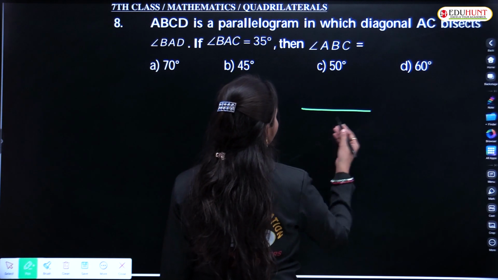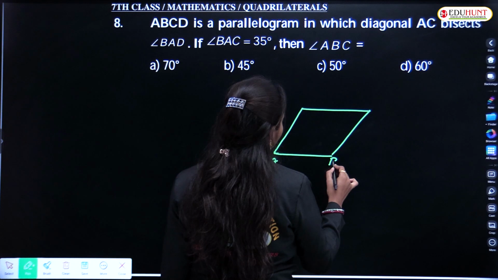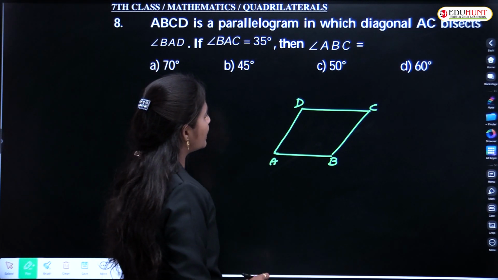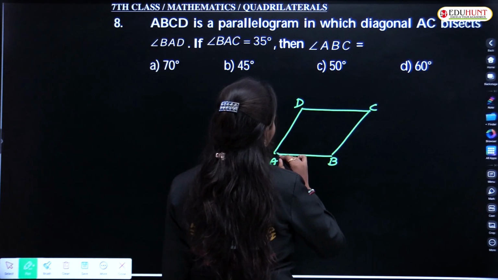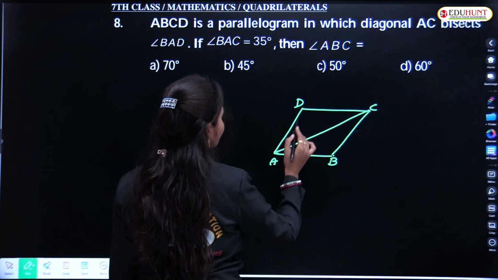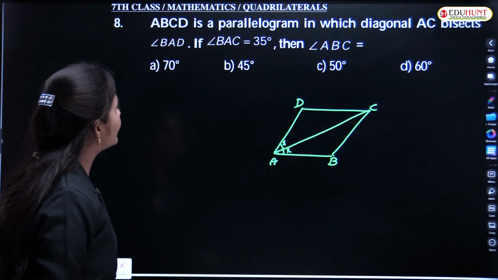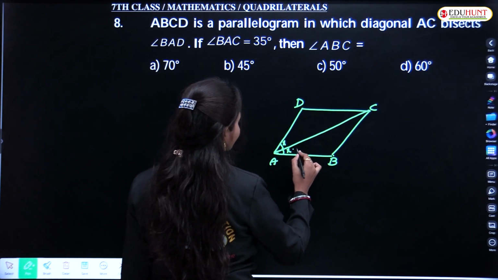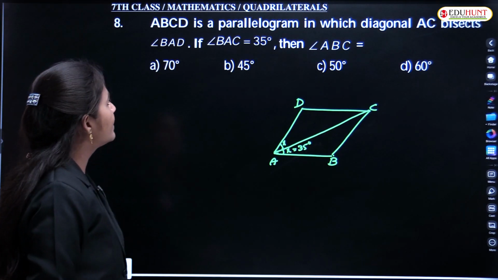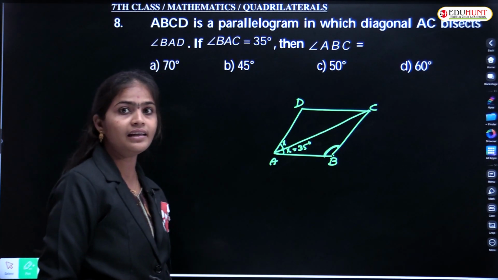See the next one. ABCD is a parallelogram, so draw that parallelogram. In it, diagonal AC bisects angle BAD. So angle BAD is equal to x and x, bisected, they are saying. Then angle BAC is equal to 35 degrees. Next we need to find angle ABC.